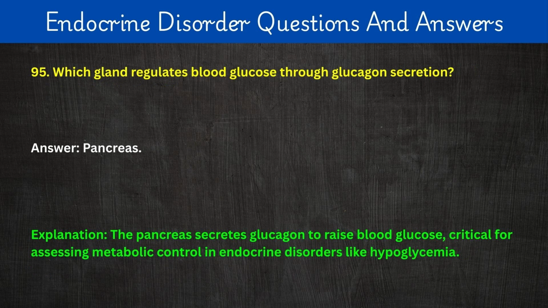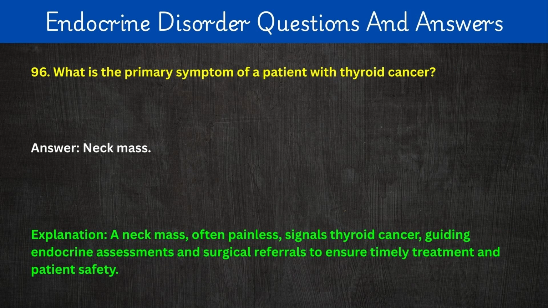95. Which gland regulates blood glucose through glucagon secretion? Answer: pancreas. Explanation: the pancreas secretes glucagon to raise blood glucose, critical for assessing metabolic control in endocrine disorders like hypoglycemia. 96. What is the primary symptom of a patient with thyroid cancer? Answer: neck mass.